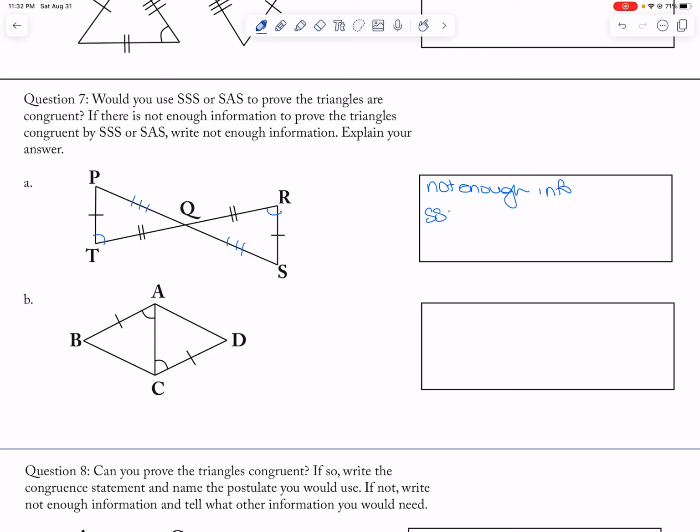For side, side, side, I would need SQ is congruent to PQ. Or for side angle side, I would have needed angle T is congruent to angle R. Okay, here, yes, side angle side I would have, because AC is congruent to AC by reflexive property. So I could use side angle side.